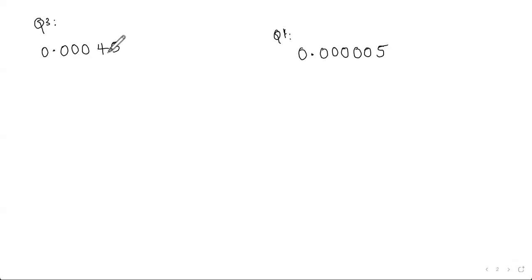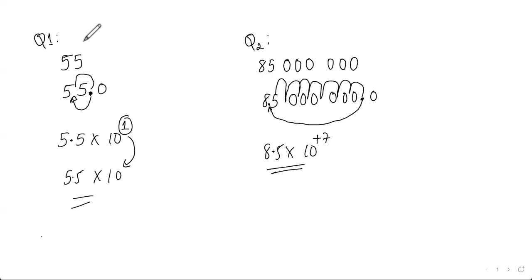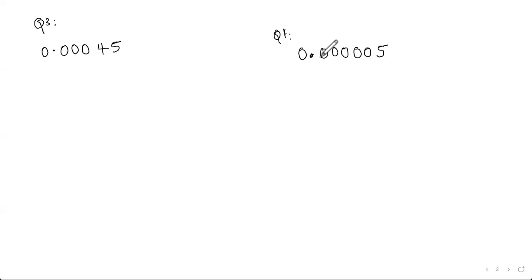Question 2. Now this is a decimal number, so the power of 10 is going to be negative. The power of 10 here is going to be negative because this is a decimal number. The first one we saw, these are whole numbers, so the power of 10 is going to be positive. Then for the second one, these are decimal numbers, so the power of 10 is going to be negative.